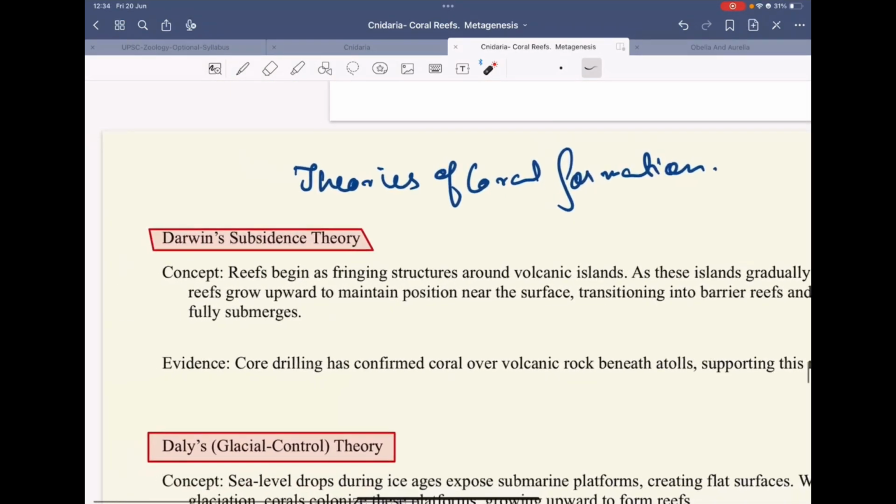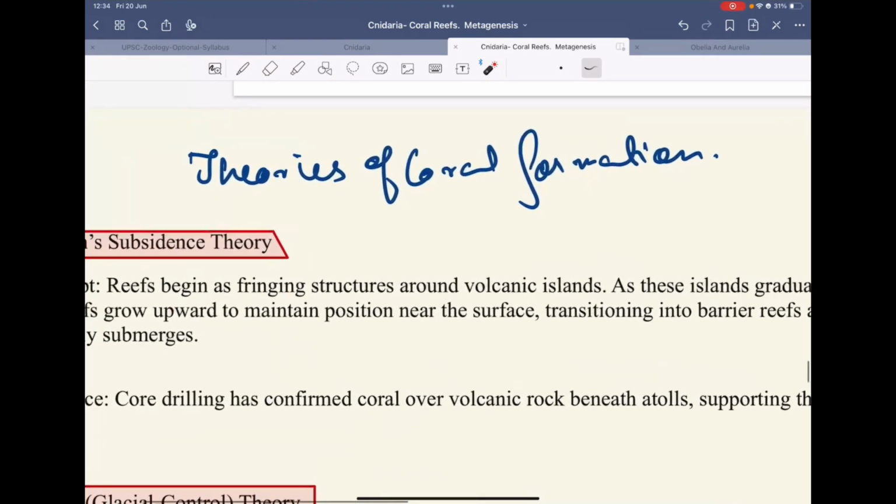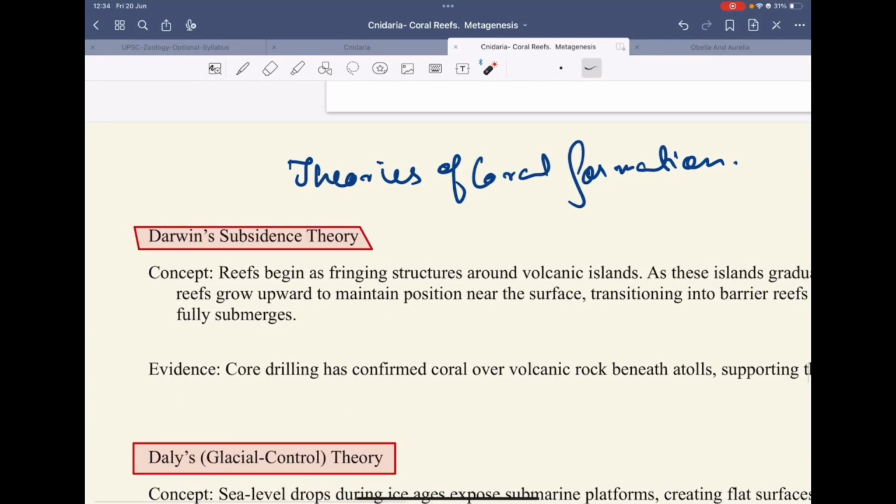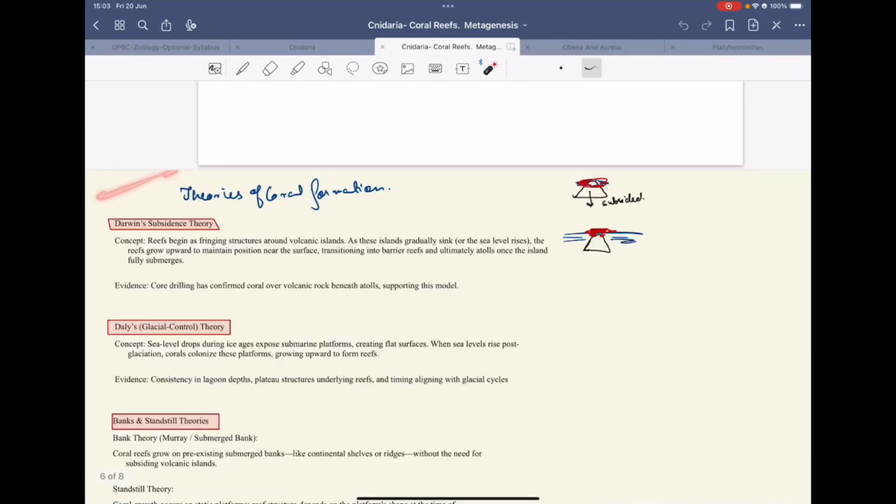Then there are theories of coral formation. First of all, we have Darwin's subsidence theory. What happened is that there was an island, and the coral reef started to form along the shores of the island, and with time this island subsided into the water, and the reef comes to the surface of the water.